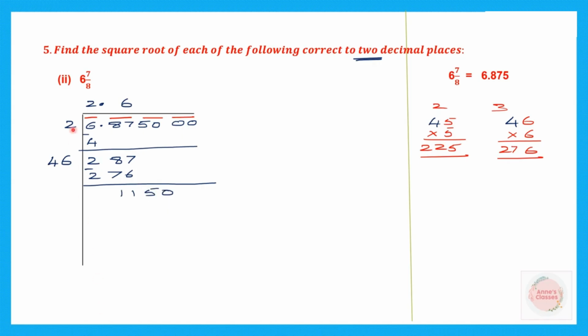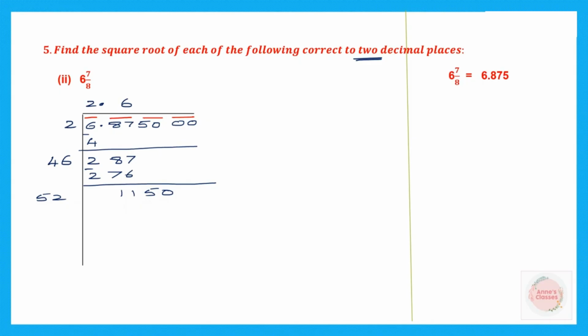Next step is doubling 2.6. We're going to take it as 26. So 26 into 2. 2 6s are 12, carry 1, 2 2s are 4, plus 1 is 5. We have 52. So let's write 52 here. Now we have to get a digit next to 52 and multiply to get this number.